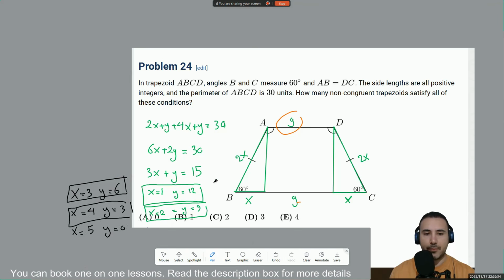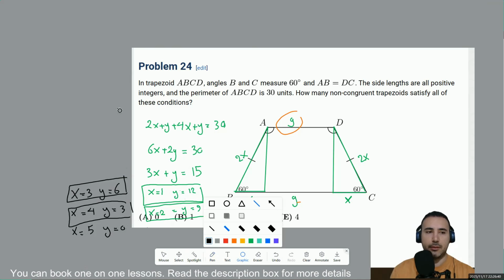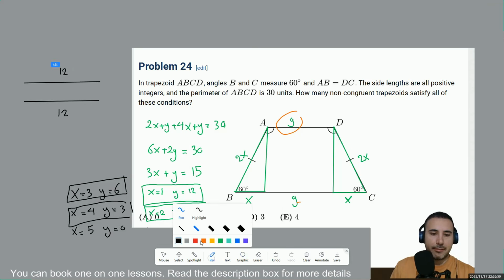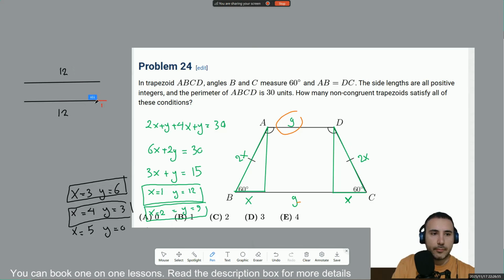Now, how about this one? Can y be 12 and x be only 1? Look, it's going to be like this. We're going to have a 12 and a 12, right? Something like this. 12 and 12. And then from here, let me change my color. We're going to draw a 1, another 1, because these happen to be 60 degrees. So automatically, these will be 2, and this will be 2. Why not? It's definitely okay. So this one will definitely work.